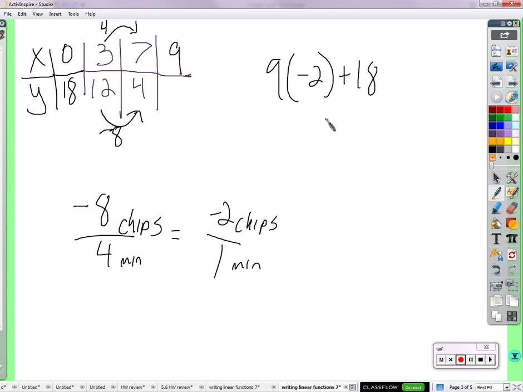We're trying to figure out how many chips there are at minute 9. So why would Hunter multiply 9 by negative 2? Take 9. How did the story go? 9 minutes. To get from minute zero to minute 9, it takes 9 minutes. So it takes 9 minutes. Why are we multiplying by negative 2?